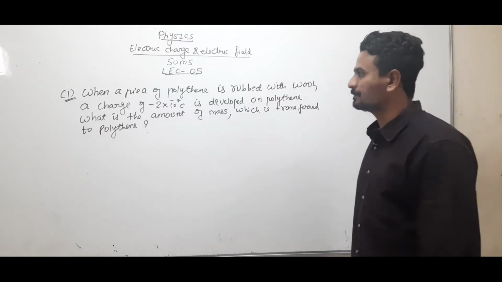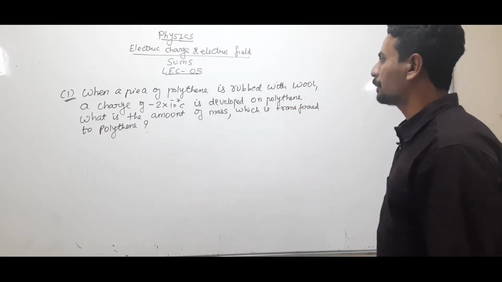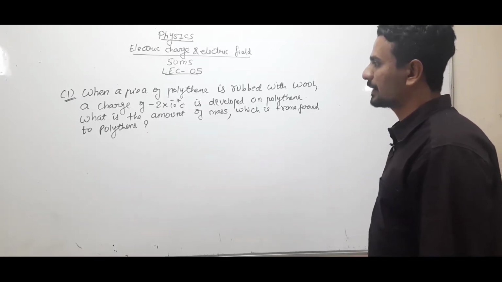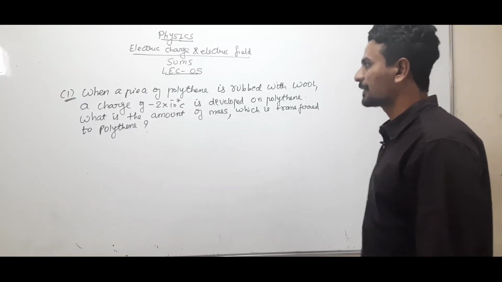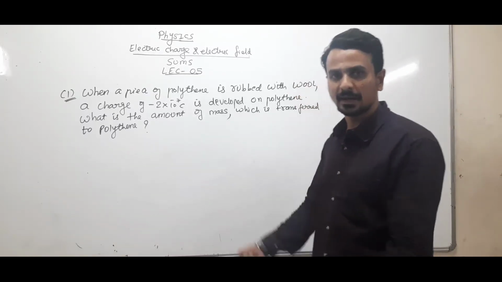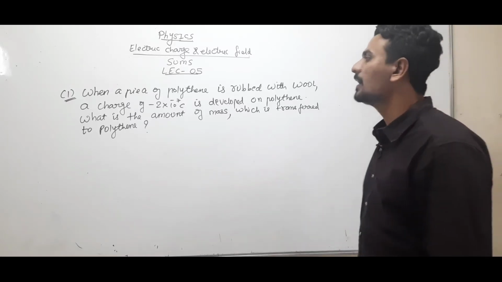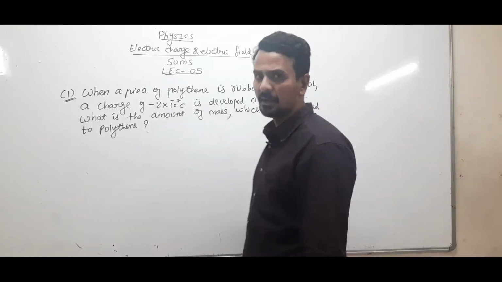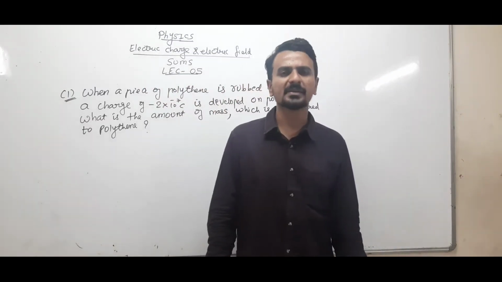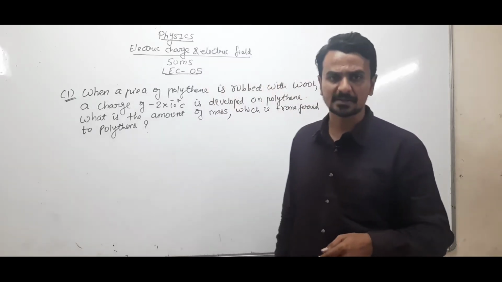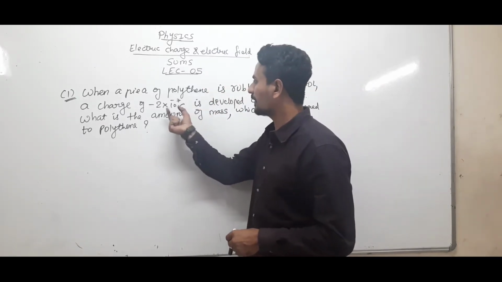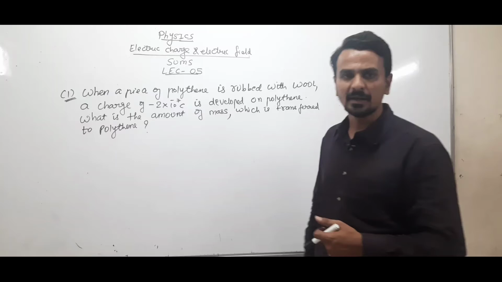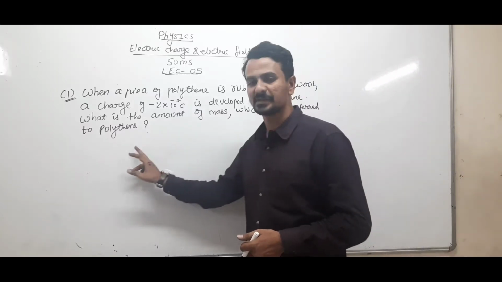See, the first question: when a piece of polythene is rubbed with wool, a charge of -2 into 10 raised to -7 is developed on polythene. That means polythene must be gaining electrons and wool must be losing electrons. So what is the amount of mass which is transferred to polythene? Now we had seen that charge cannot exist without mass. That means if this is a charge which is being transferred, then along with this charge some mass will also be transferred. So we have to calculate the mass which is being transferred.